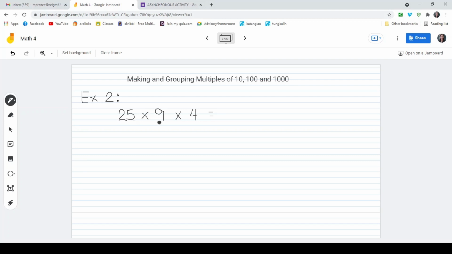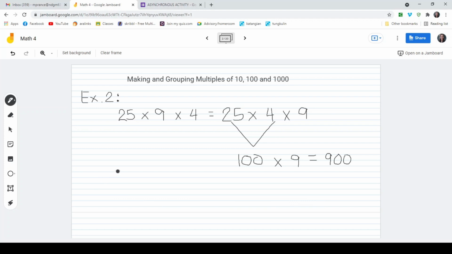Instead of 25 times 9, we will get 25 multiplied by 4 first, because when you multiply 25 times 4, it will give you a product of 100. And then after that, we multiply it by 9. So 25 times 4, we have 100. Then multiply it by 9. What is the answer? The product is equal to 900. So this is one way of finding the product mentally. I hope you'll try this in our next example.